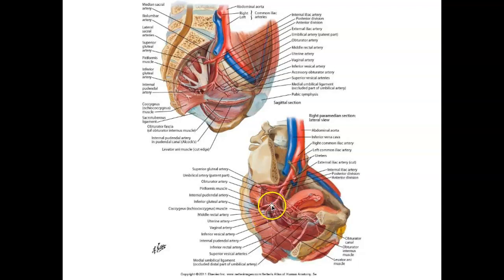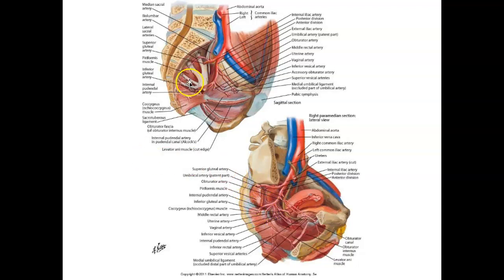Just below that is the inferior gluteal artery coming down here, which is going to supply the gluteus maximus. So we've talked about the internal pudendal quite a bit, going into the bottom of the perineum, and then the inferior gluteal artery here going to the gluteus maximus.